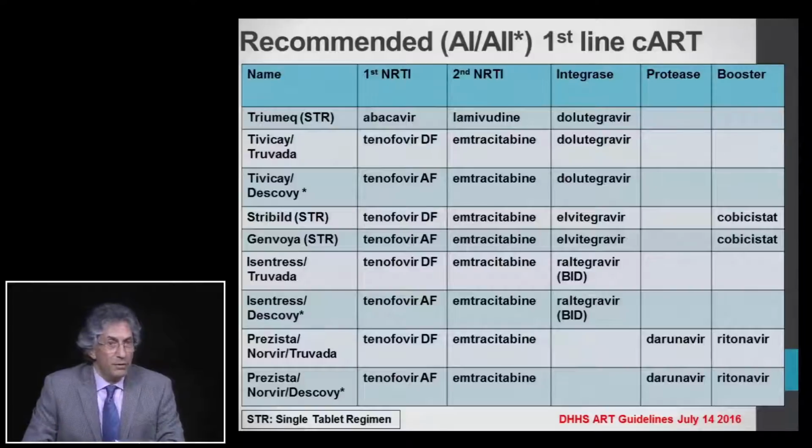So Triumeq, remember, was abacavir or Ziagen with lamivudine or Epivir, and dolutegravir or Tivicay. Remember, Tivicay or dolutegravir is the newest, strongest, second-generation integrase strand transfer inhibitor. Very potent, high barrier to resistance, few drug interactions, well-tolerated, no boosting, fast-acting, a really great drug, but here it's paired with abacavir and lamivudine. Remember, you will never give abacavir without testing first for HLA-B5701, and if someone tests positive, you're just not using it.